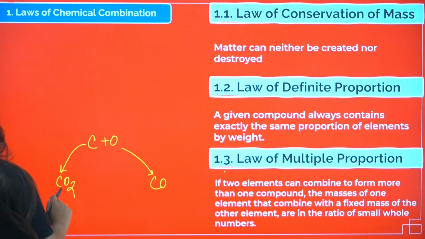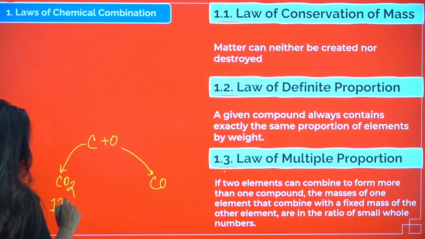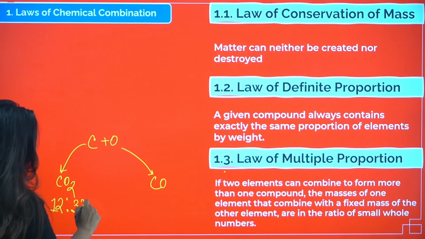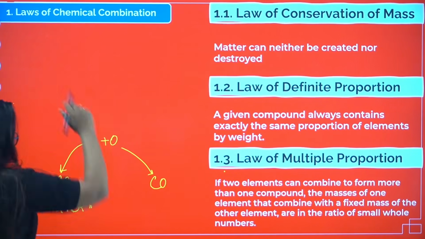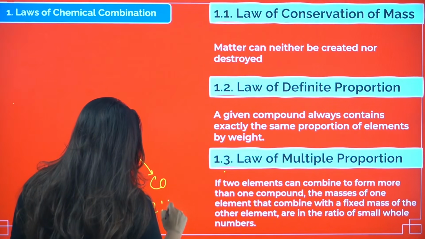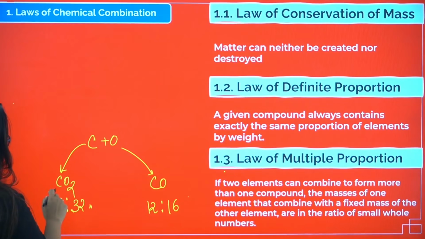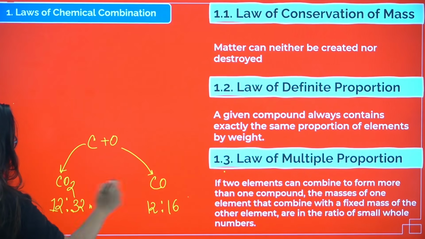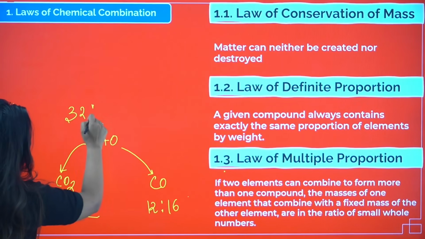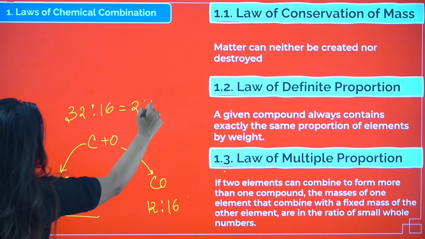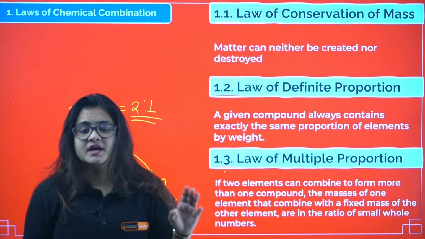Now if you find the ratio, here the mass of carbon is fixed, right? So I am taking the mass of carbon as 12. Here it is combining with 32 gram of oxygen, right? And here I am having 12 gram to 16. Now the fixed mass is carbon, so we will not take carbon, we have to take the ratio of oxygen in both cases. For this case it is 32 and for this case it is 16. You can see 2:1, it's a simple ratio. So that's what the law of multiple proportion is. I guess it is clear to you.